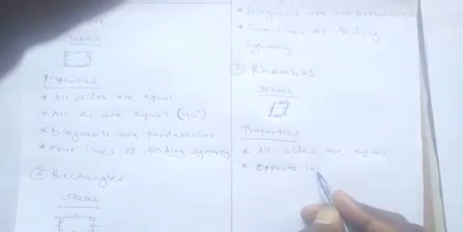Opposite interior angles are equal. Property number 3. Let us look at diagonals of a rhombus. Diagonals are perpendicular. Perpendicular means they meet at a right angle.